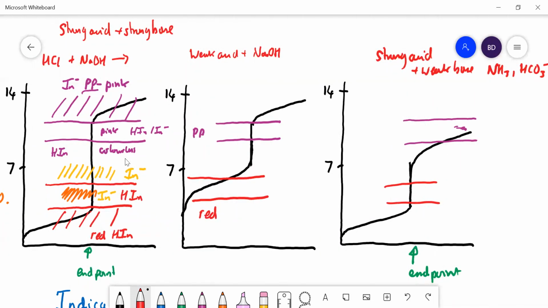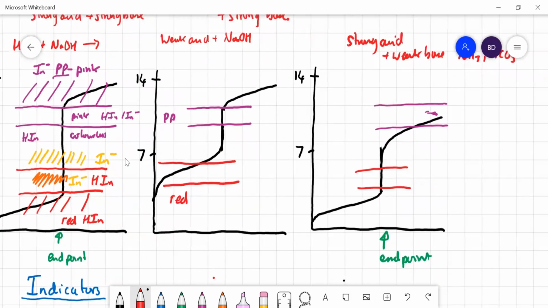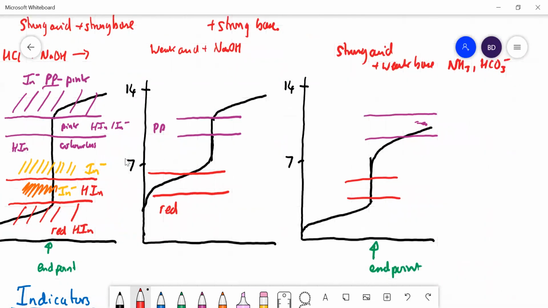When you've got a weak acid and a strong base, so basically we're talking sodium hydroxide, then you can only use phenolphthalein. Methyl orange is no good as it's not changing at the end point. And then with a strong acid and weak base, you can use methyl orange, but not phenolphthalein.